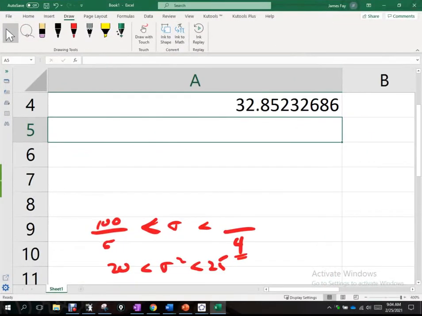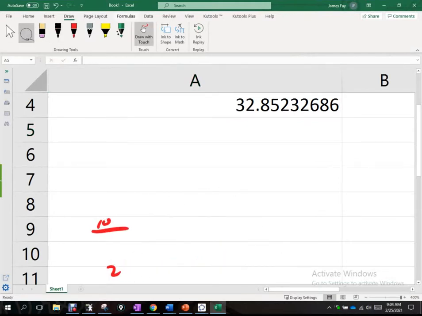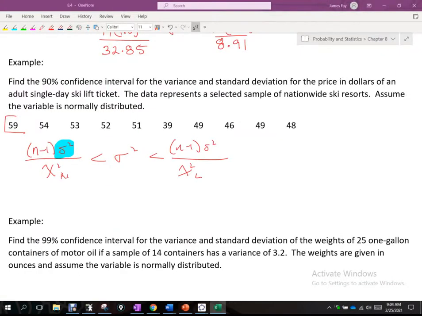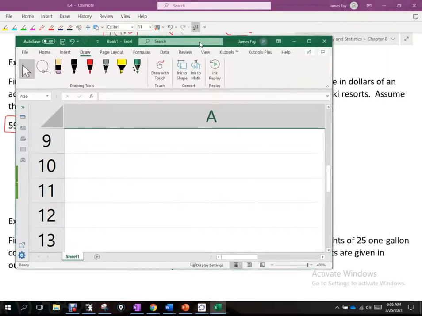So what I'm going to do here, I'm going to do it to the side real quick. I'm going to type in those raw data values. So we're going to go 59, 54, 53, 52, 51, 39, 49, 46, 49, 48. Okay? So we'll type those values in.